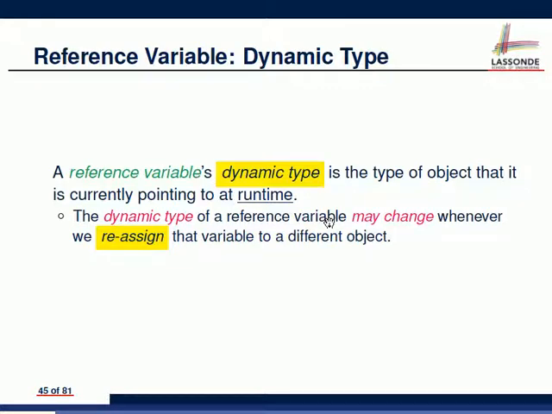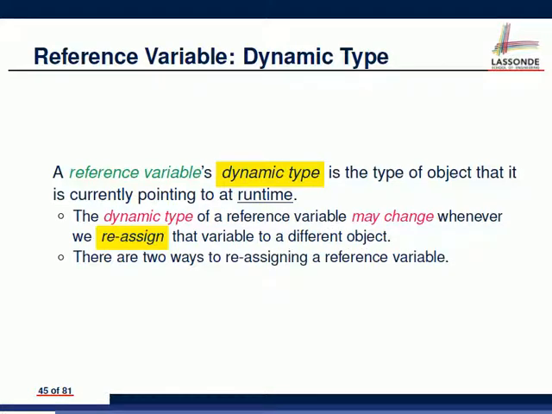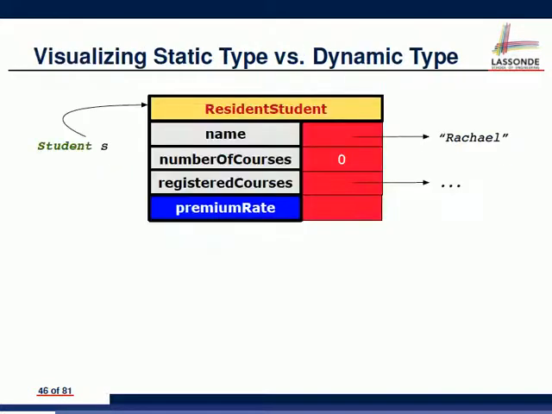So how can you change the dynamic type? Every time you do an assignment to a reference variable, you're changing its dynamic type. Let's see how in just a moment. There are two ways you can change the dynamic type, and I'll show you both. But first, let's see how you can visualize static type versus dynamic type. That's also important when you draw the diagram.